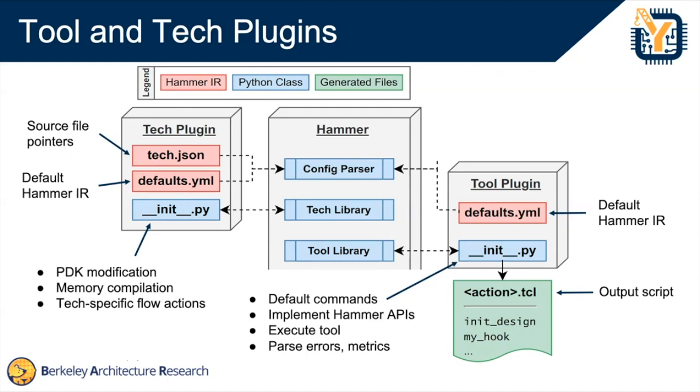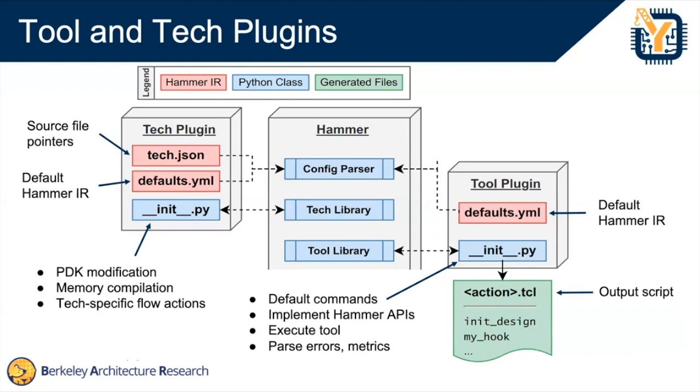And then you can have this init.py file. This is the top-level Python API for your technology plugin. And this is where you can make modifications to the PDK. For instance, you may need to hack the PDK to scale some GDS files or add some labels in your LEFs. This is also where you specify how the memory compilation works. So you can either call out to an SRAM generator or you can use the cached SRAMs. And all the technology-specific flow actions are also encoded over here. Finally, in the middle, you have Hammer. Hammer is what parses the configs of the technology plugin, and it also invokes the init.py file to construct the technology library as an in-memory object.